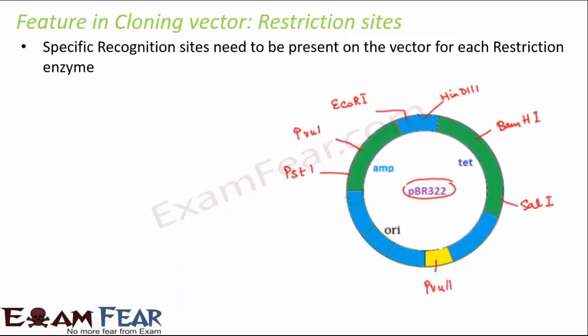For example, if this is the vector, there are different sites for different restriction enzymes to act. Specific recognition sites need to be present on the vector for each restriction enzyme. For SalI, this is the site. For BamHI, this is the site. EcoRI, this is the site. So for different enzymes, there are different sites from where they would start working, because we have learned that these restriction endonuclease enzymes recognize the sequence and then cut that specific piece of DNA.